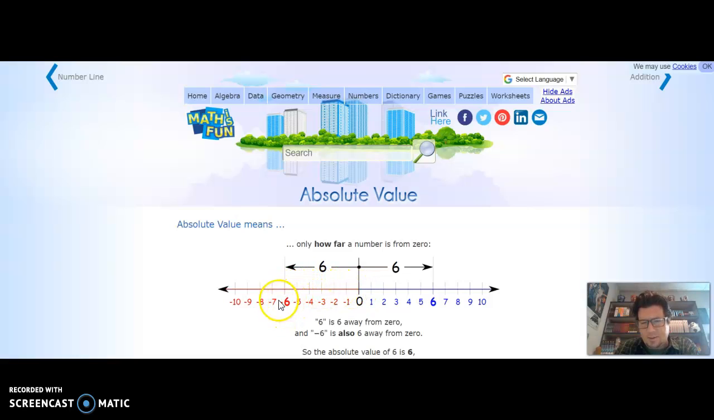That's negative 6. So that's the absence of 6, something. But what's the value of that? Let's say if you owe $6, the absolute value of what you owe is still $6. So it's how far a number is from 0. That's its absolute value, okay?